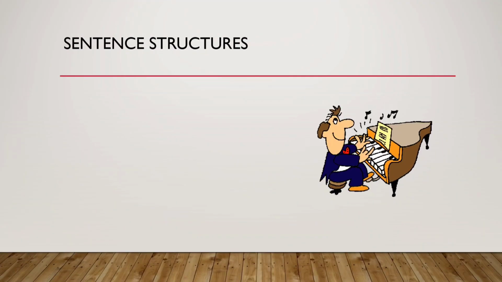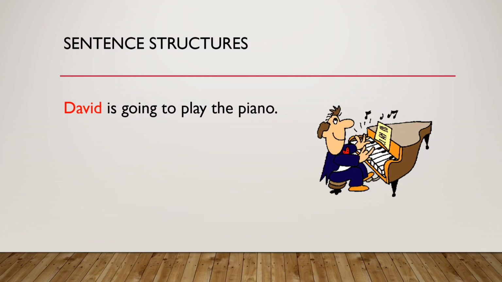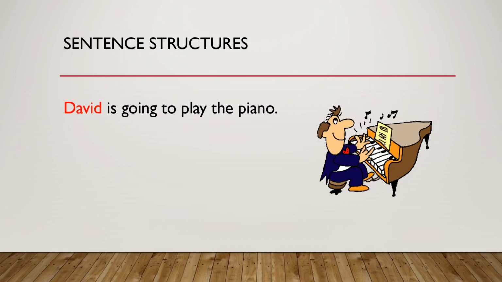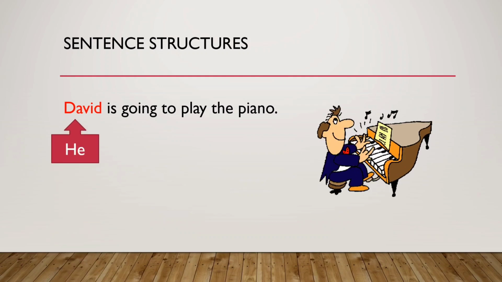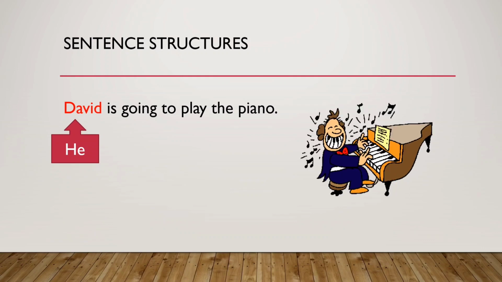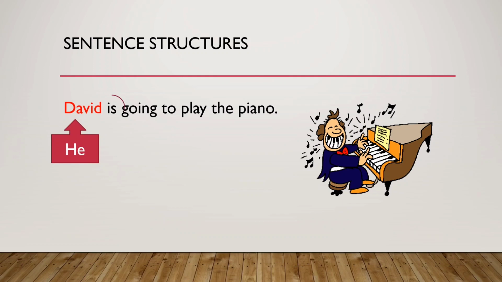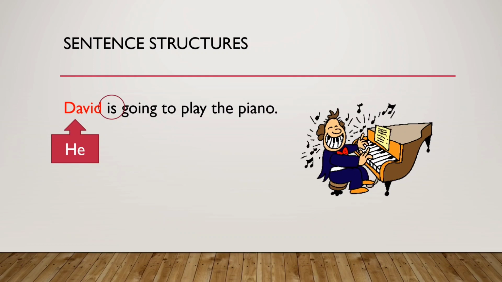Now, let's look at the sentence structures. David is going to play the piano. David, as you can see in this picture, is only one person, and that's why we can use he to refer to David. So since we use he to refer to David, we can use is. That's why the sentence is, David is going to play the piano.